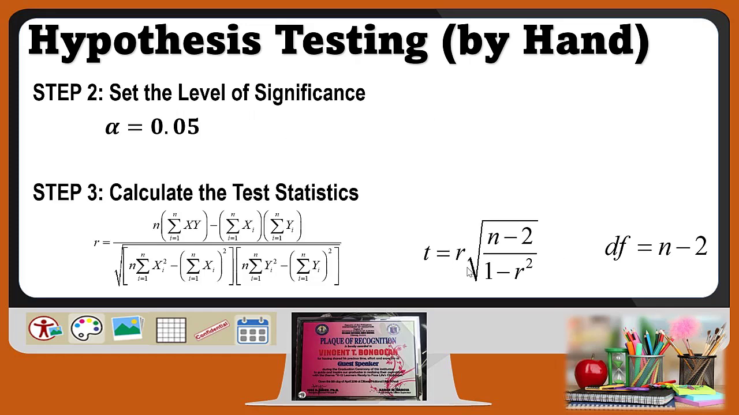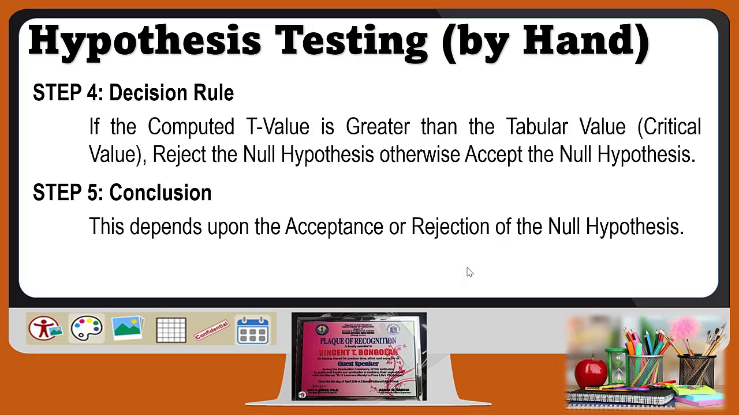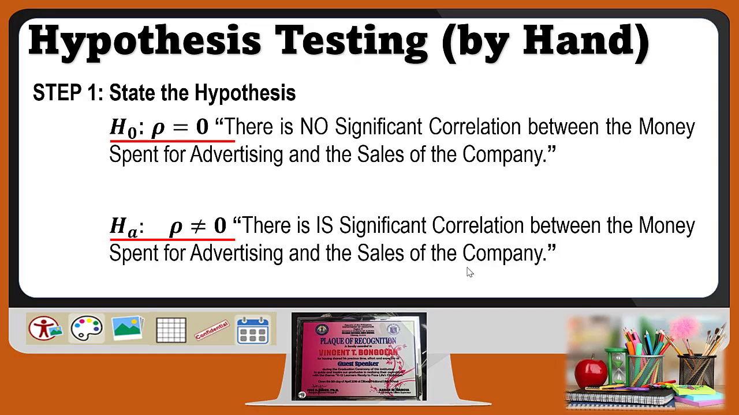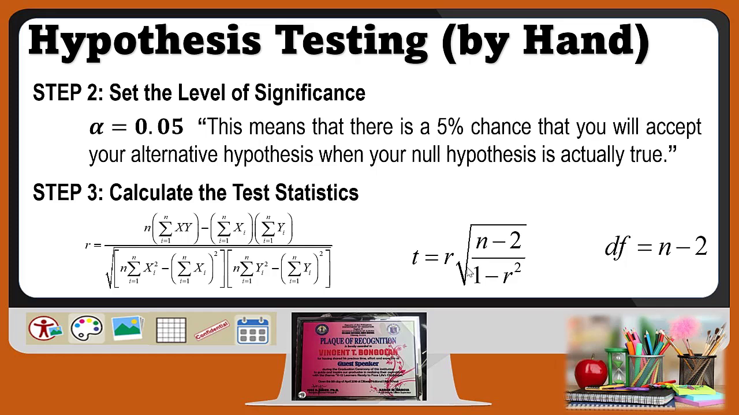Alright, so yan, mag-i-state na naman tayo ng level of significance. Then, magka-calculate tayo ng statistics, and then yung decision rule, and so on so forth. Ayan, so ito yung naging decision niya.